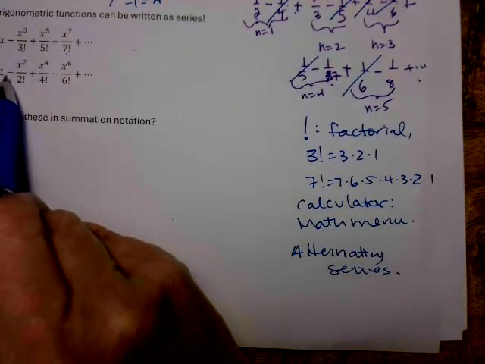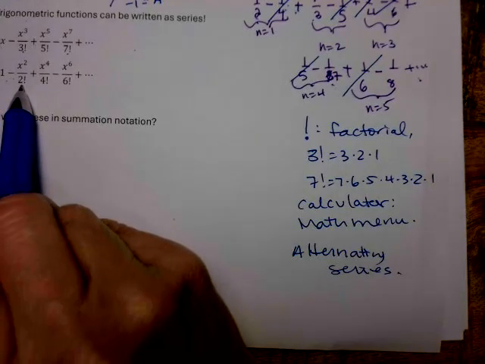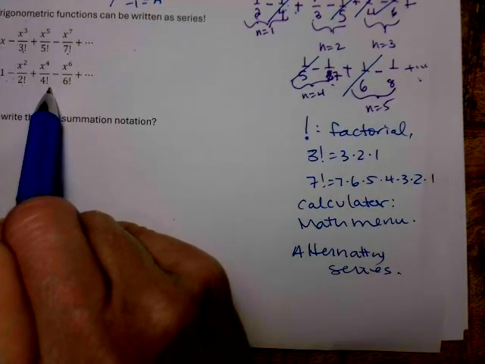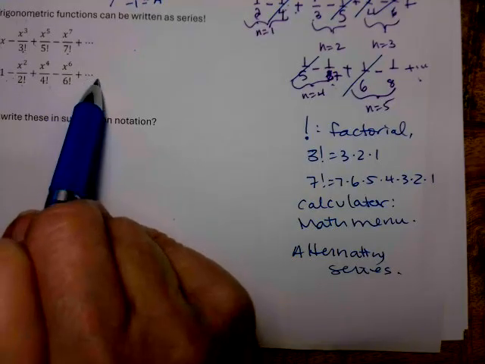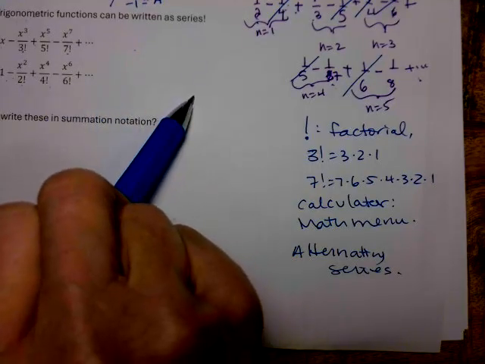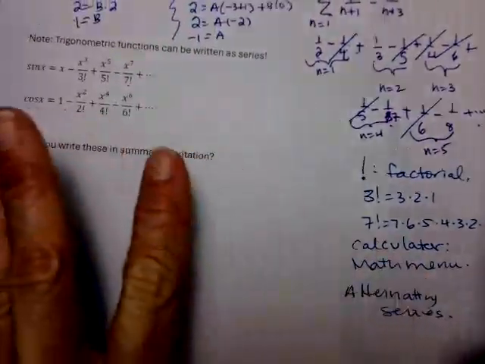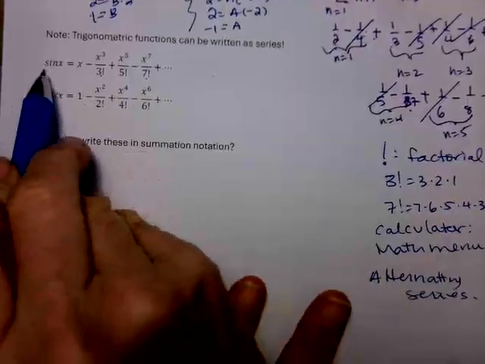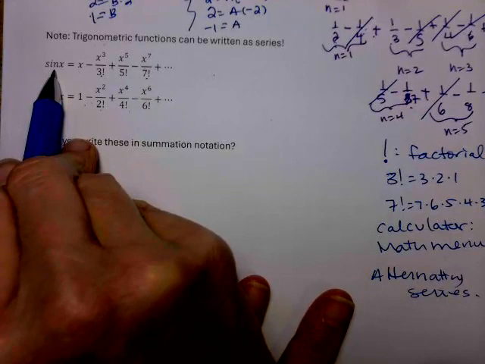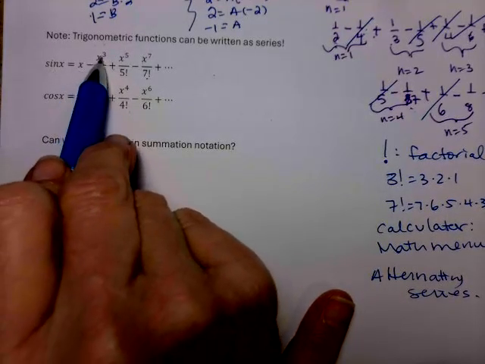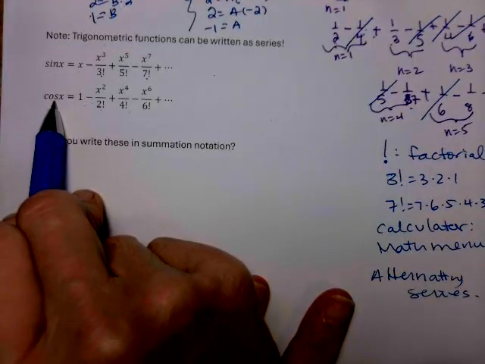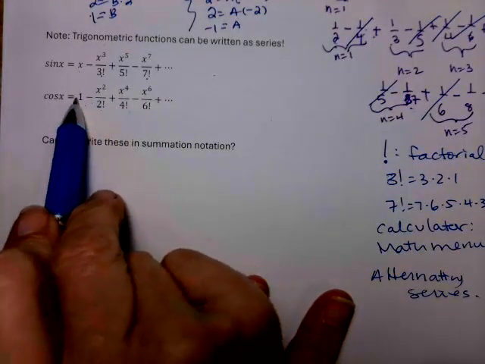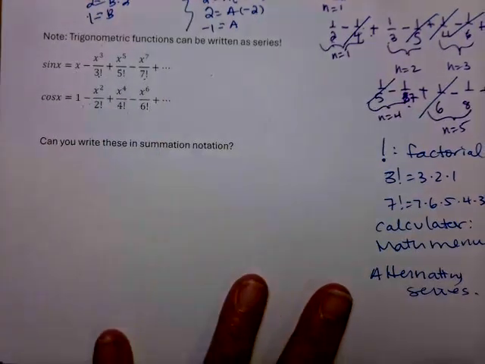Cosine of x is 1 minus x squared over 2 factorial plus x to the 4th over 4 factorial minus x to the 6th over 6 factorial plus... Keeps going on forever. A couple things. I don't know if you guys noticed or not, but sine is an odd function. You'll notice all the powers are also odd. Cosine is an even function. All the powers are also even.